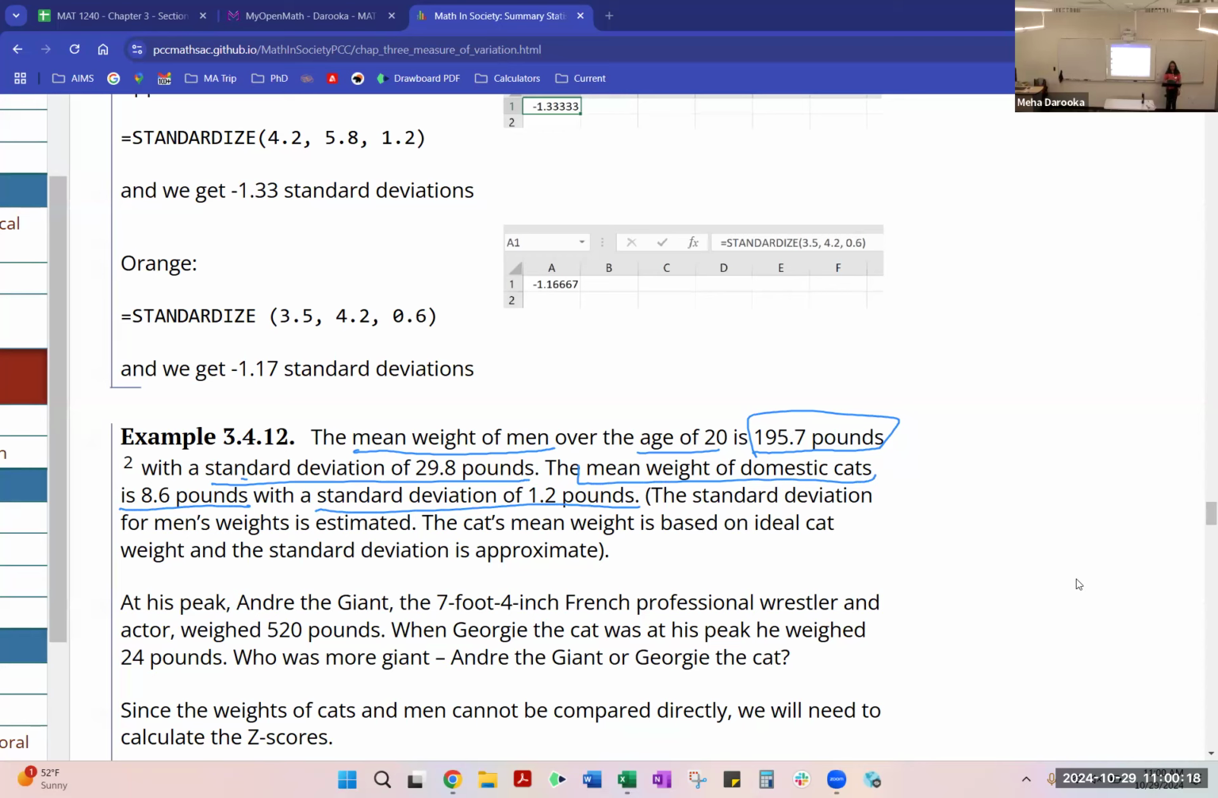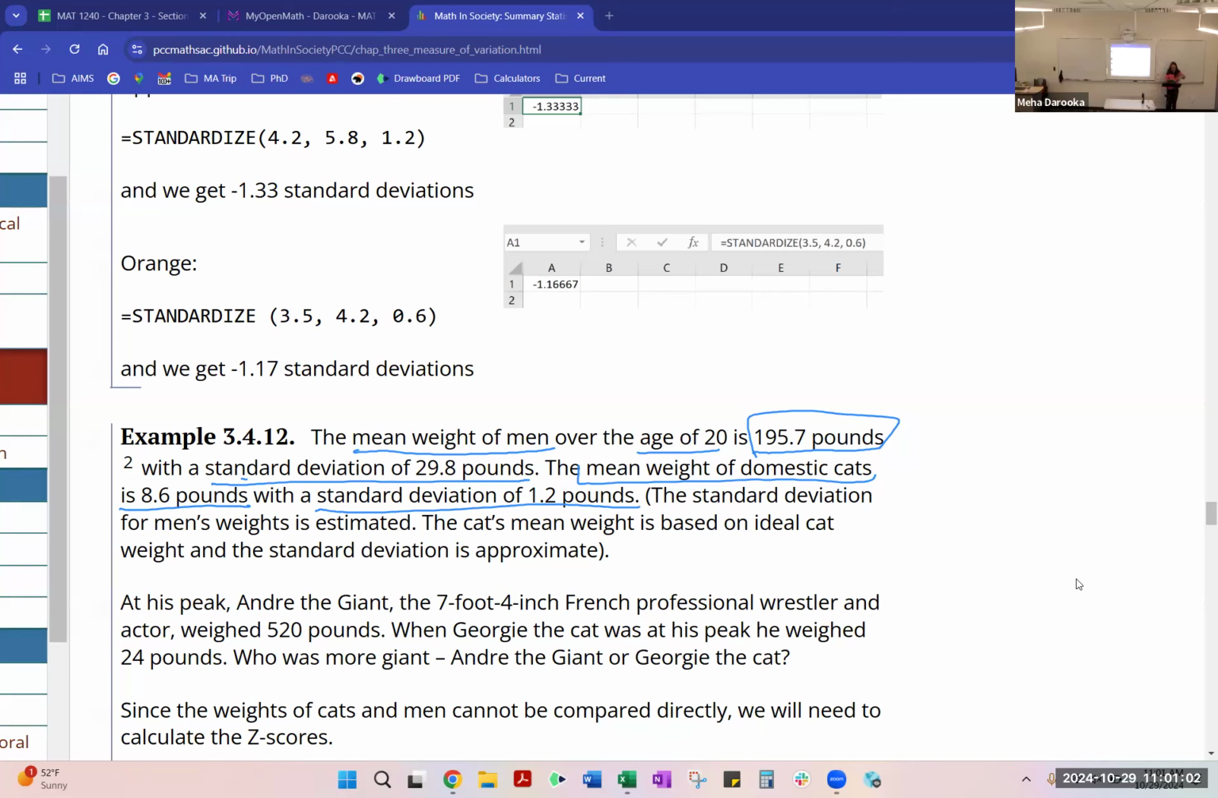Okay, so at his peak, Andre the Giant was 7'4" tall, a French professional wrestler, and he weighed about 520 pounds. When Georgie the cat was at his peak, he weighed 24 pounds. Who was more giant, the man or the cat? So it may sound like an absurd example, but I think it's perfect, because remember how we talked about you can take two unlike quantities and compare them. And nothing gets more unlike than a cat versus one of the tallest, heaviest men that was known.